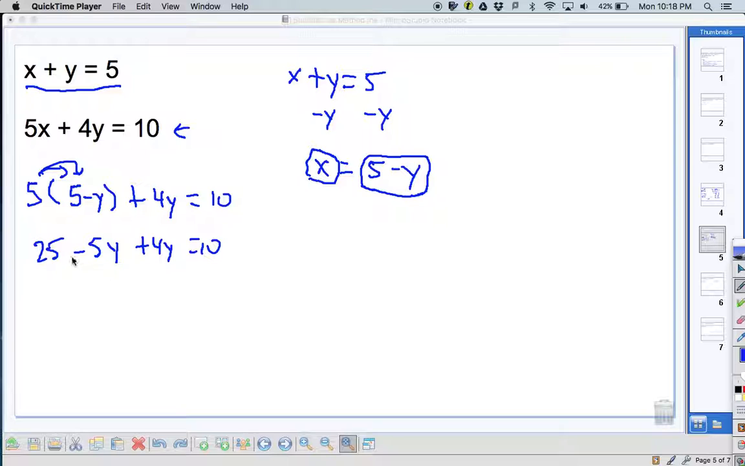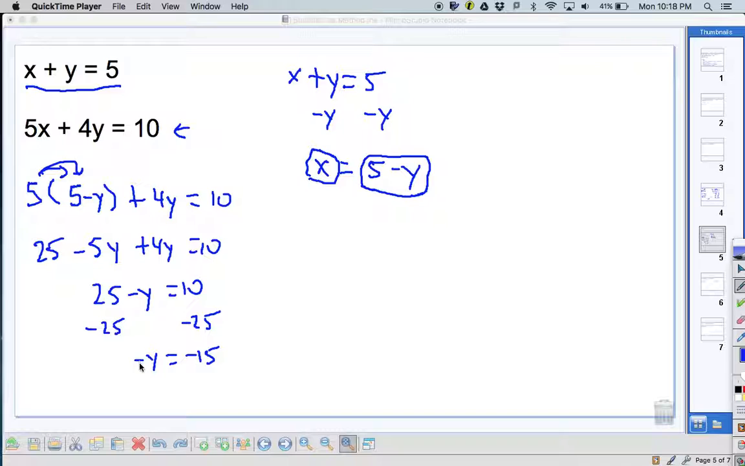Now I'm going to combine like terms. I see a negative 5y and a positive 4y. Those combine into negative y, so now I have 25 minus y equals 10. This is another two-step equation, so we need to get y by itself. I have to move the 25. Let's get rid of this 25 first. This is a positive 25, so we're going to subtract it. And if I do it to one side, I have to do it to both sides. So I'm left with negative y equals negative 15. 10 minus 25 is negative 15.